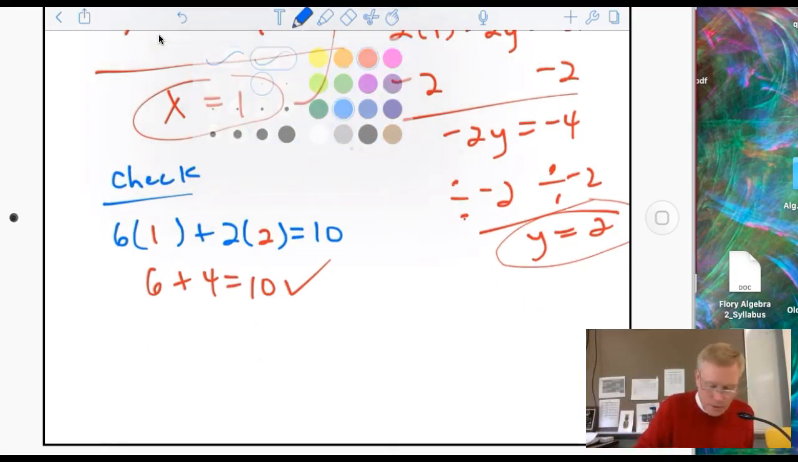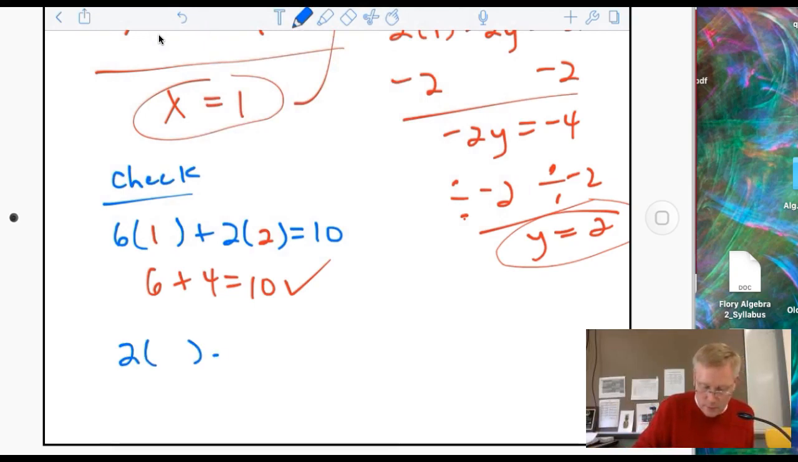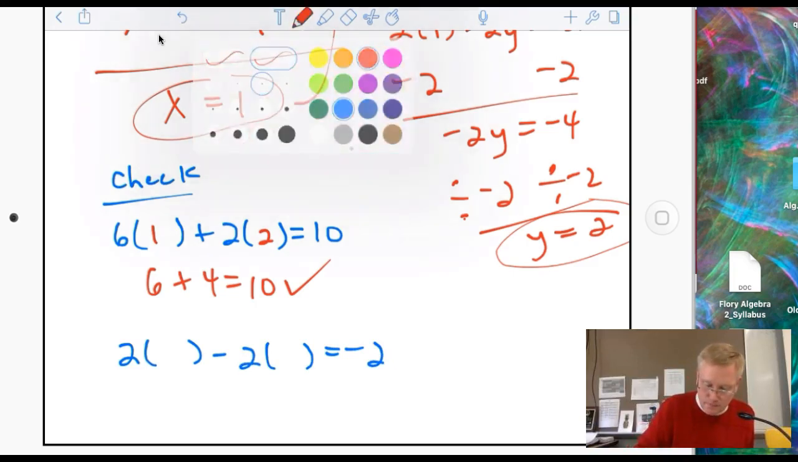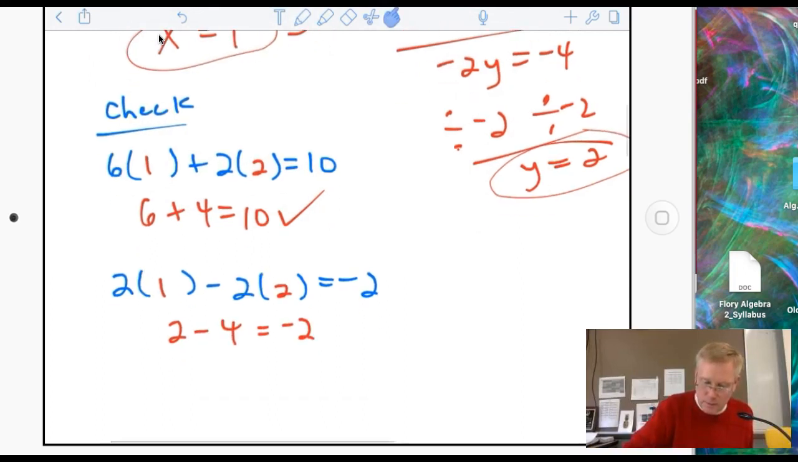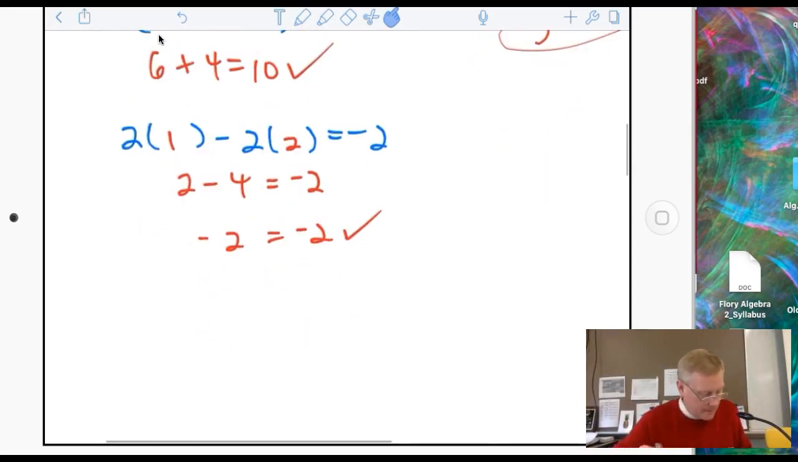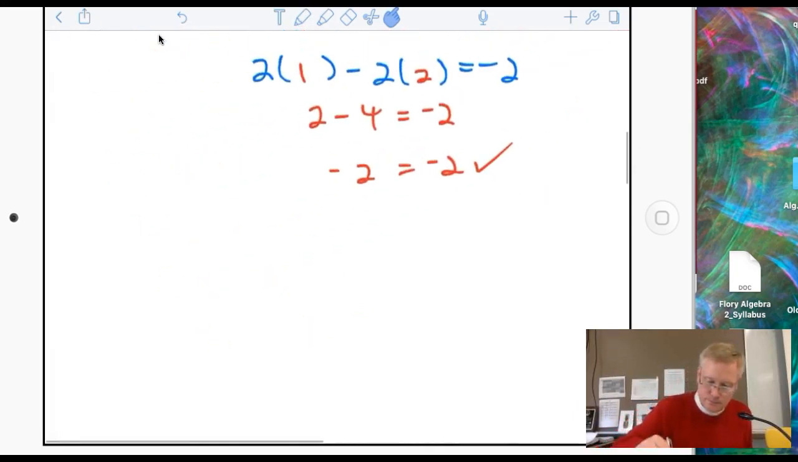The other equation is 2x minus 2y equals negative 2. So once again, x is 1, y is 2. So that's 2 minus 4 equals negative 2. Negative 2 equals negative 2. Good. So that's the first one. Nice, quick, and easy.